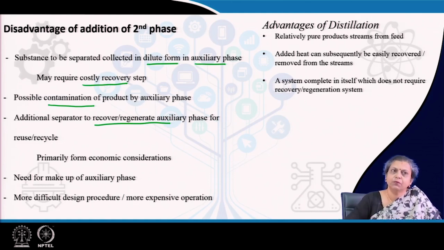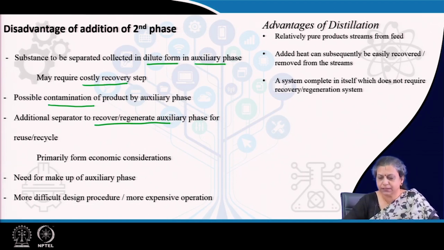And definitely in the whole process there will be some amount of auxiliary phase which will be lost. Suppose it is a liquid, then some amount of liquid will be volatilizing with the vapor phase. If there is some amount of vapor, then that may be carried with the liquid. So, therefore, we need to keep on having some particular makeup facility to make up the auxiliary phase which is lost by this process. And so, naturally it is quite evident that the design procedure will be more difficult and the operation will also be more expensive under this condition.